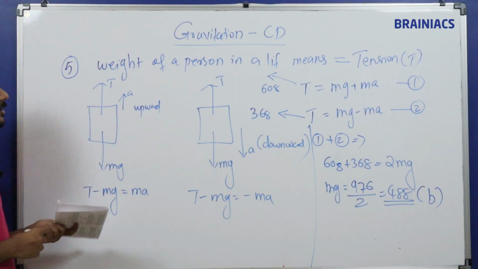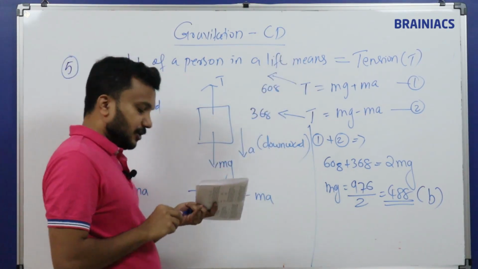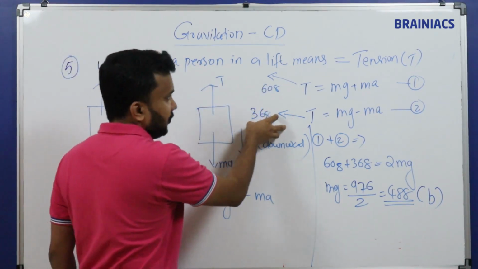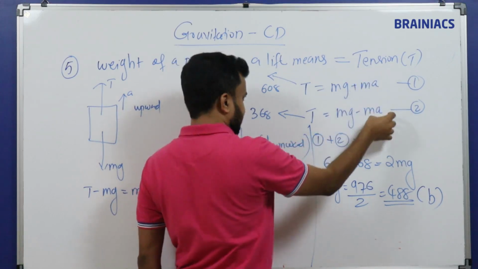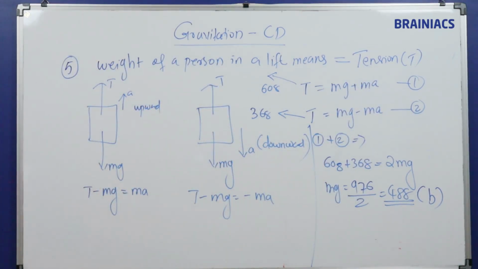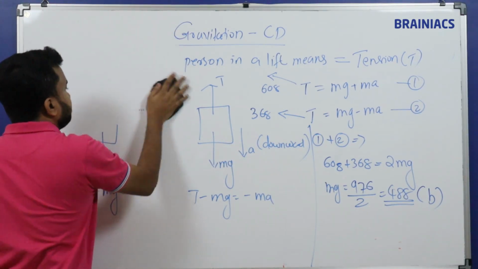So always remember, when it is talking about a lift, the same question may be asked in laws of motion also, but weight in a lift indicates tension. You substitute these given values for tension. This is the normal weight. This is the acceleration of the body. You solve these two equations, and then you will get the answer. Fine.